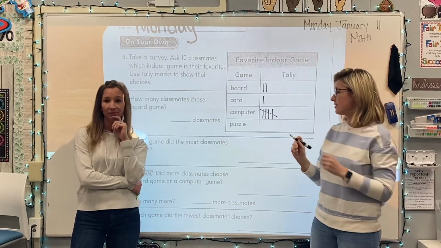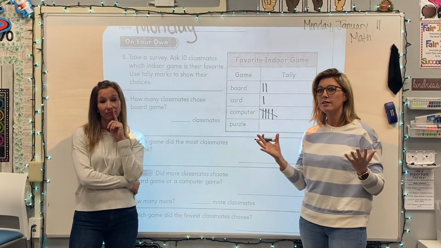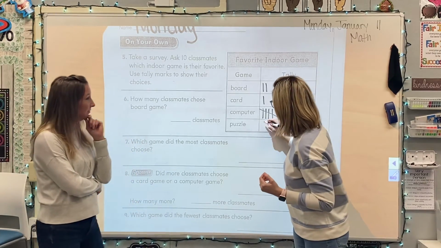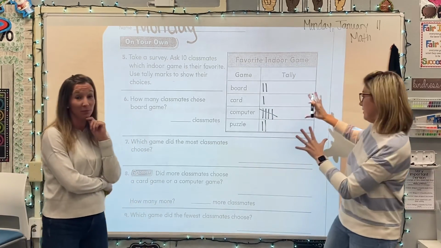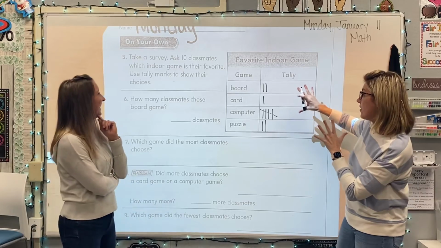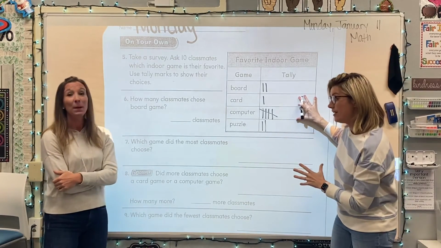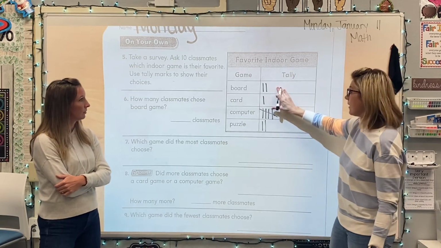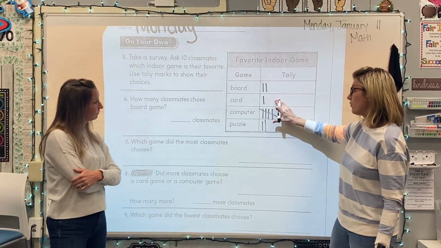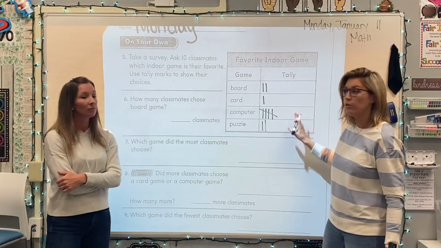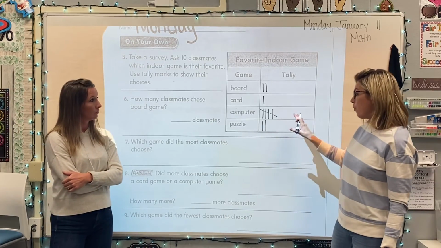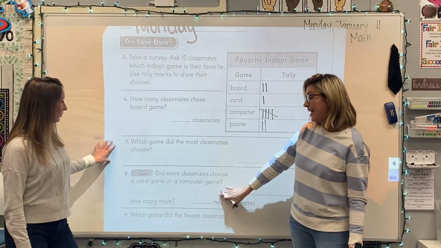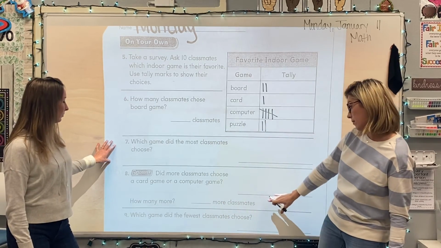All right. So that leaves us with puzzle. Let's just pick our last two students. Thanks for participating. That's all of the data that we needed for our survey. Now you guys are going to copy this down. 2 tally marks for board game, 1 tally mark for a card game, 5 for computer, and 2 for puzzle. Once you have copied this down, you're going to answer questions 6, 7, and 8, which is a 2-parter.